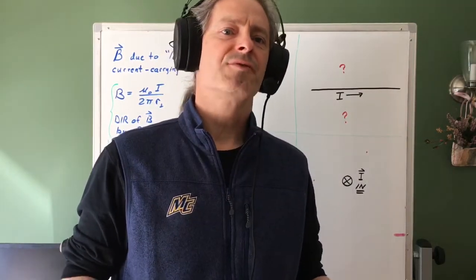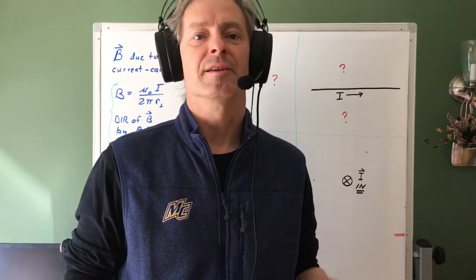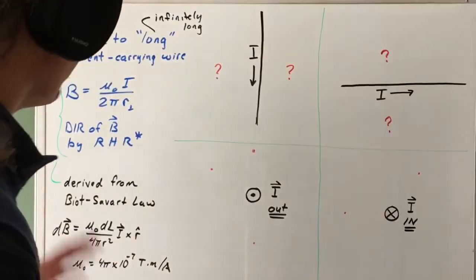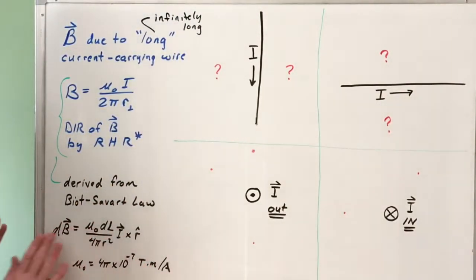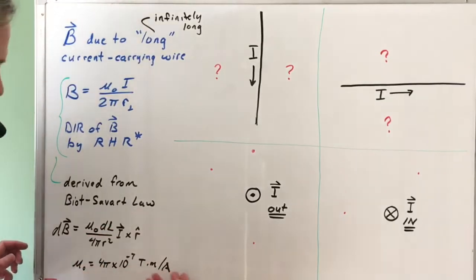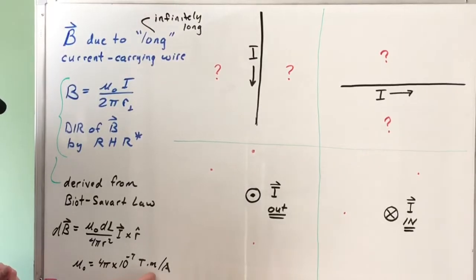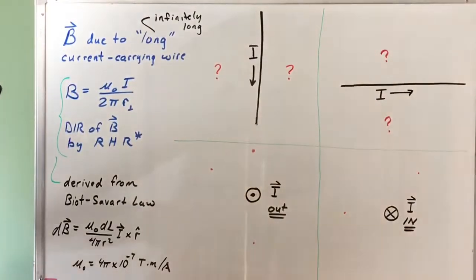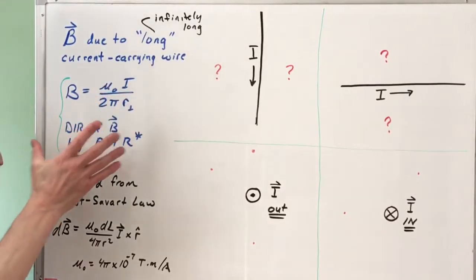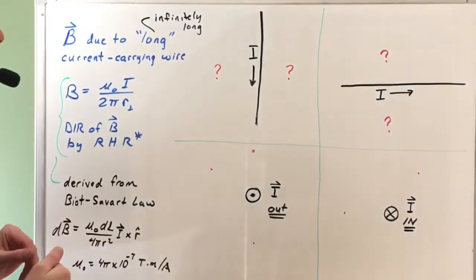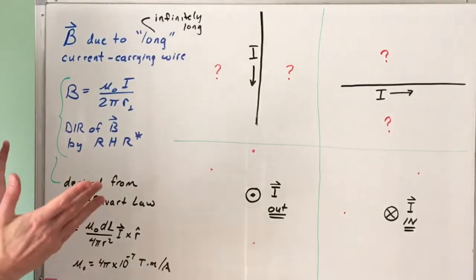Hi everybody. In this video we're going to practice finding the direction of the magnetic field produced by a very long current carrying wire. Just to recap, from the Biot-Savart law, which is this expression where mu naught is a natural constant with this value in these units, Teslas times meters divided by amperes, we can derive the magnitude and direction of the magnetic field produced by a long current carrying wire.